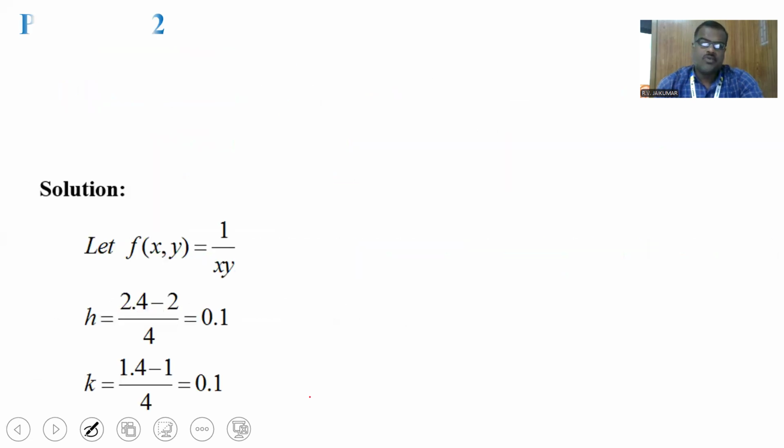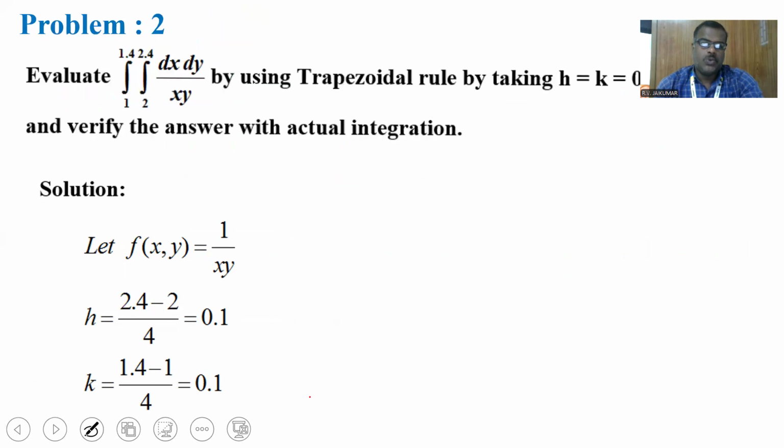Now we can go for the second one. Problem number 2. Evaluate the double integral over the limit 1 to 1.4, integral over the limit 2 to 2.4, dx dy by xy. Okay, so here h and k value is given in the question as well.